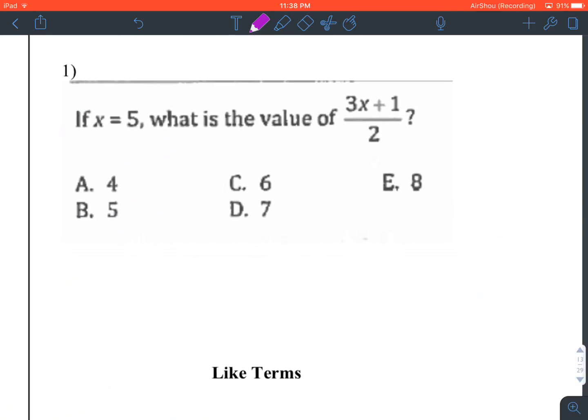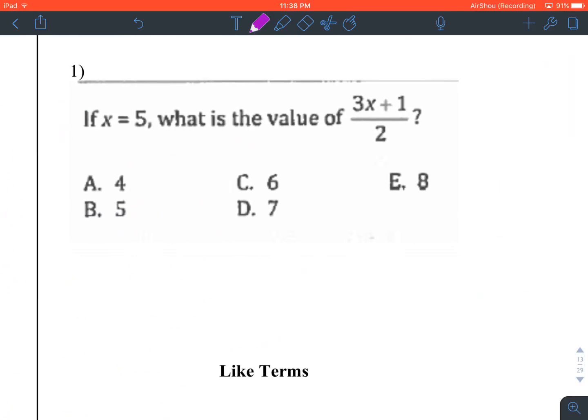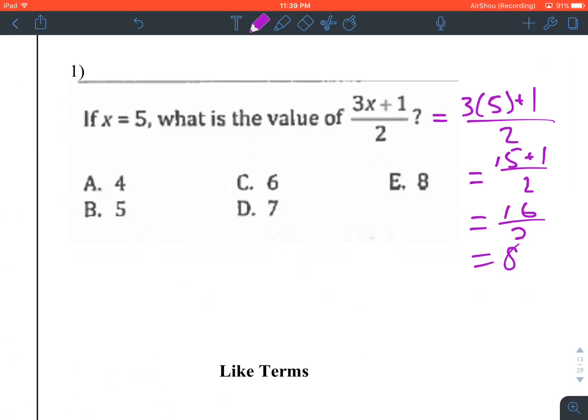Let's look at an example. If x equals 5, what is the value of 3x plus 1 divided by 2? Well, this is really just about simplifying an expression; this is not an equation. If you replace the x with a 5 and simplify this, 5 times 3 is 15. Add 1 to that, you get 16. Divide that by 2 and you get 8.